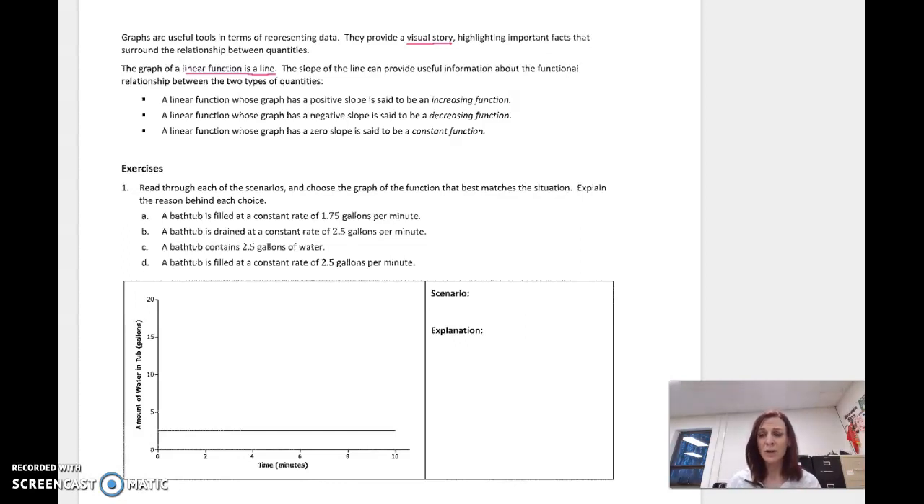When we say between two quantities, there are some values on our x-axis. They're representing something. There are some values on our y-axis. They're also representing something. And so the line that we put on the graph, that's a relationship between those two quantities. So a linear function that has a positive slope is said to be an increasing function. A graph that has a negative slope is said to be a decreasing function.